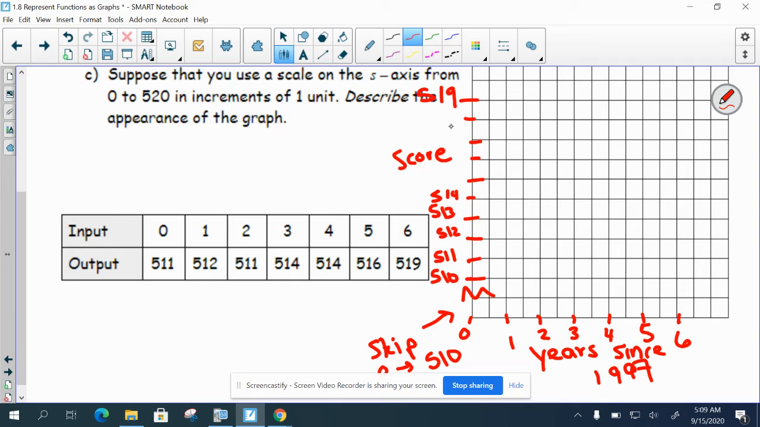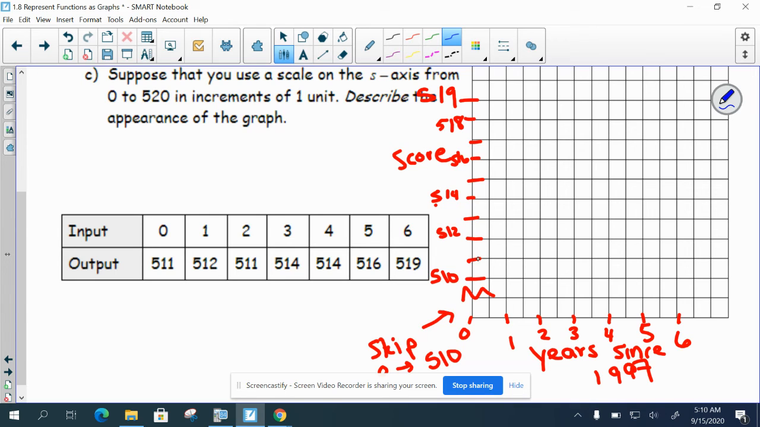So notice I didn't actually write down all of the numbers, but at least write down the first and the last number and a couple in between. You can even go every other. So maybe you could just do the even numbers. That way your graph isn't so cluttered. 516, 518.